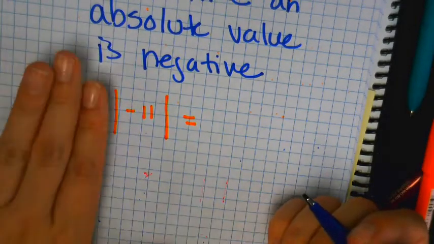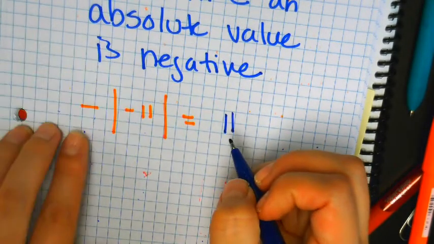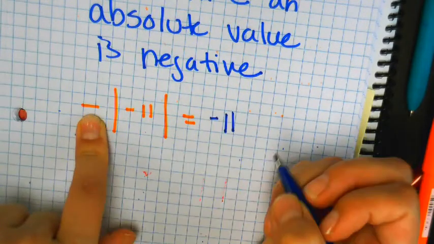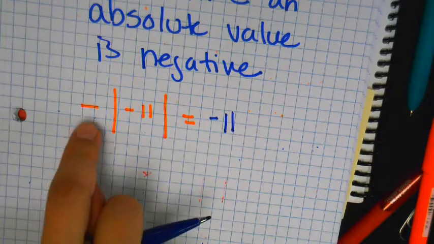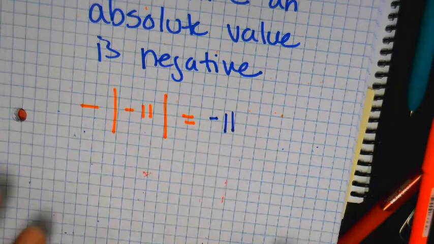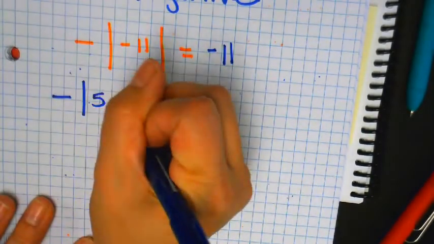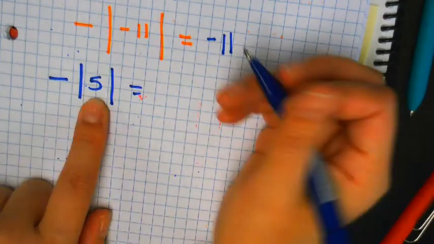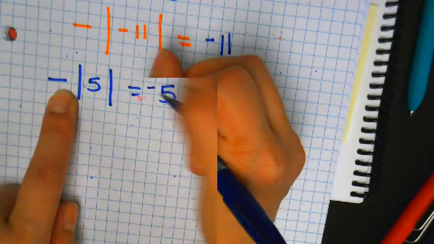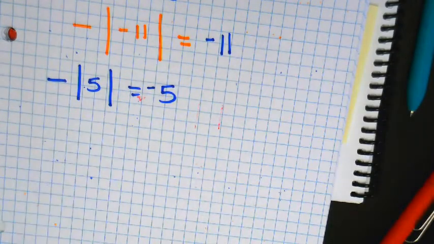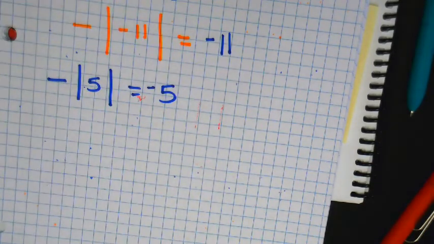Okay? This gives you 11. Absolute value of negative 11 is 11. But wait! There's a negative outside, so that means everything is negative. This is the only time it's negative, when the negative is outside. Okay? Here's another example. What's the absolute value of 5? 5. And then there's a negative outside, but because there's a negative outside, your final answer is negative. Okay? This is the only time. When does this happen? Like 1% of the time. The rest of the time, your answers are always positive.